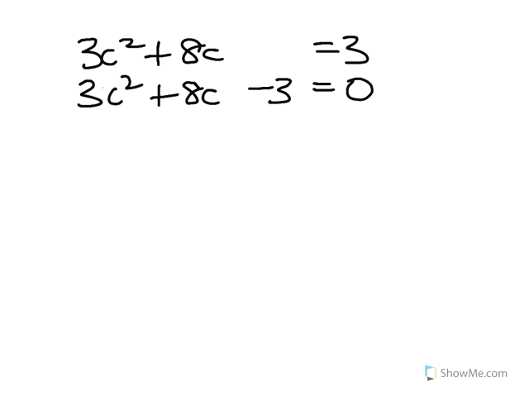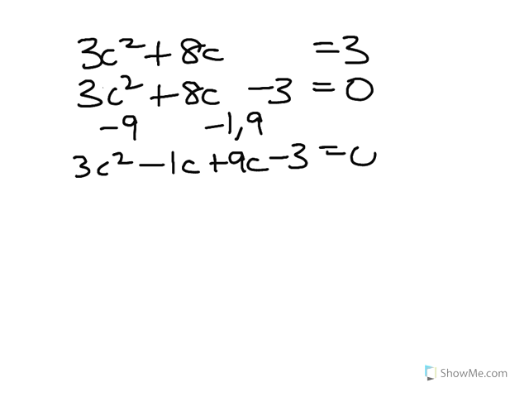Well, following our factoring procedure, we need to take 3 times negative 3 and get negative 9. We need to know factors of negative 9 that also have a sum of positive 8. I think that negative 1 and 9 fit the bill nicely. So we turn this into 3c squared minus 1c plus 9c minus 3 equals 0.